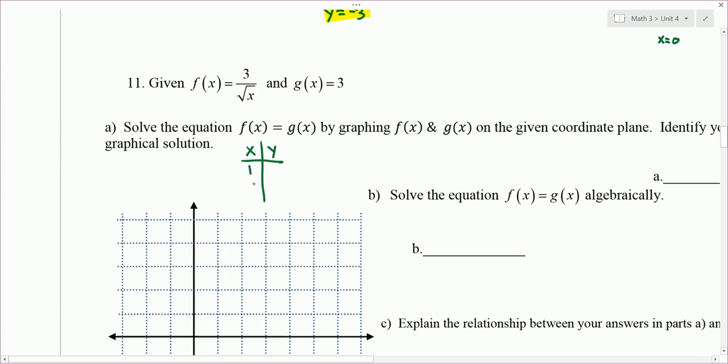If I plug in 1 for x into our function, we're going to get 3 divided by the square root of 1. 3 divided by the square root of 1 is 3. So 1, 3. If I put in, let's see, say 4. So I could take the square root of 4. I get 3 over the square root of 4, which is 3 over 2. 3 over 2 is 1.5. So I go right 4, 1, 2, 3, 4, up 1.5.